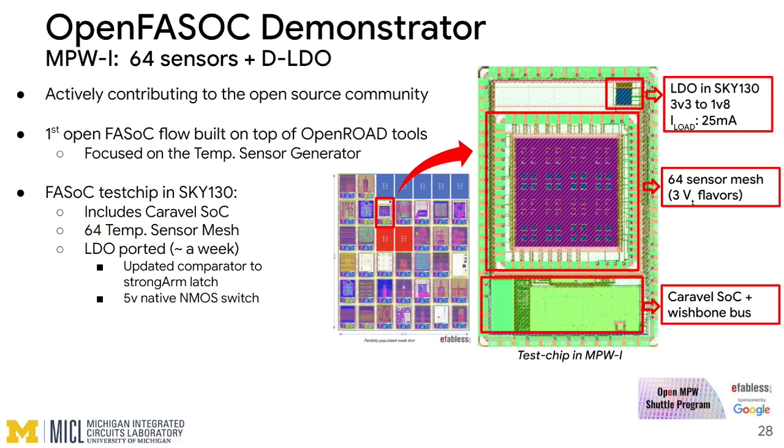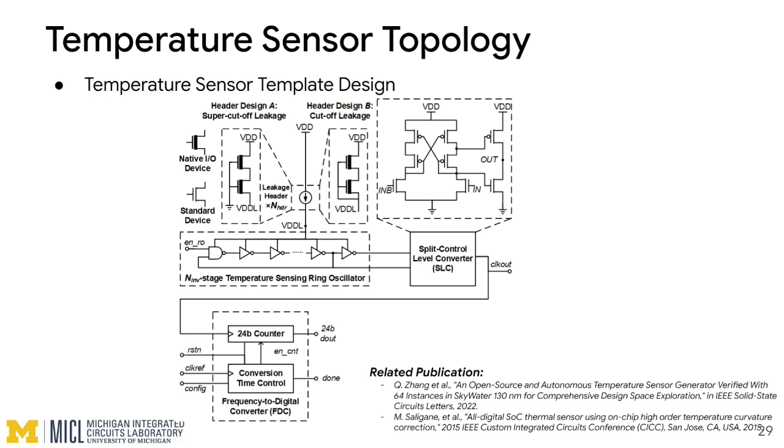So what we made is we took the temp sensor, which was one of the blocks I was using at the time as a postdoc, and we generated a 64 mesh array of sensors. This is the topology of the temp sensor. It's a low power leakage-based digital sensor, which we use as a template for the generator, basically the Verilog. And the sensing element is a ring oscillator, which is running at sub-threshold and employs leakage-based temperature dependency, where the temperature is inversely proportional to the natural logarithm of the ringo frequency.